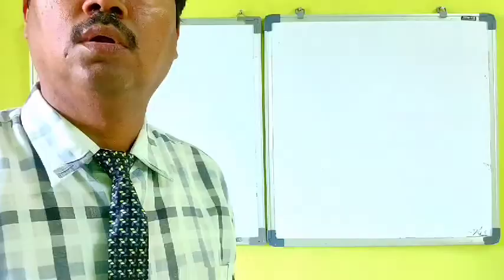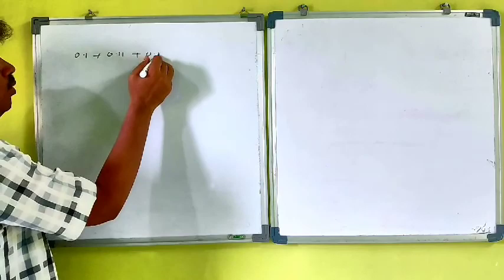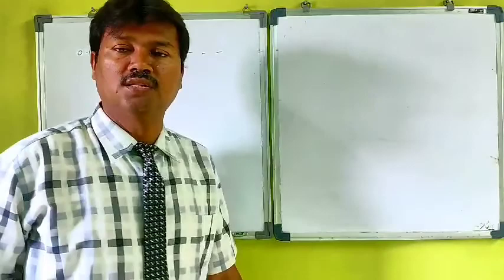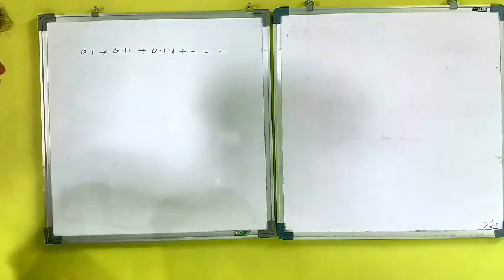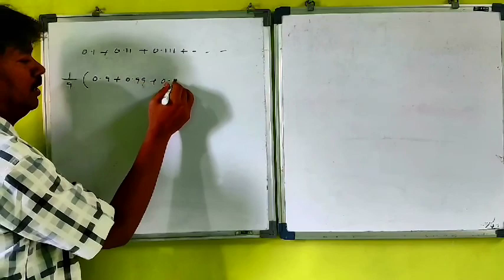Yes, so the next question is similar to that. Suppose 0.1, 0.11, 0.111, and you have to find the sum of n terms. What to do in this case? Again, the same. We'll move with the same concept here. We make it 0.9. You have to divide by 9 and multiply by 9, so it becomes 0.9 plus 0.99 plus 0.999, like this.